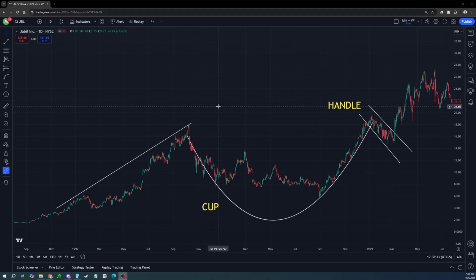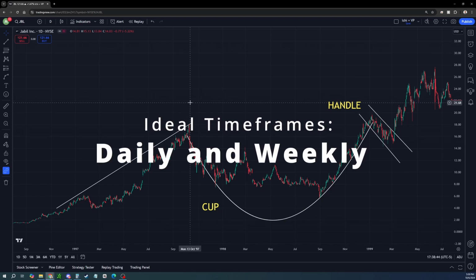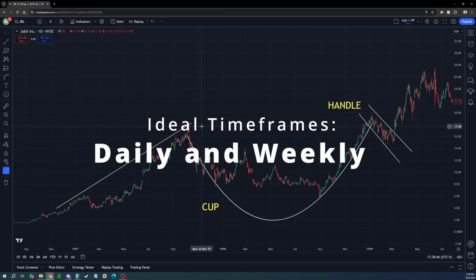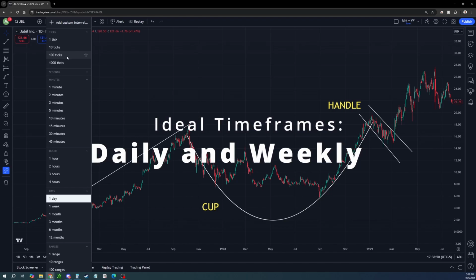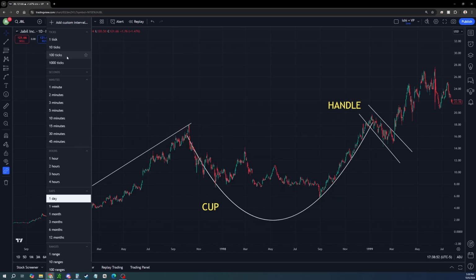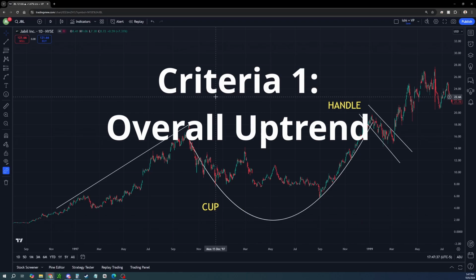So the first thing I want to cover is the ideal time frame for spotting this pattern. My favorite time frames to identify the cup and handle are the daily and the weekly charts. This is because longer time frames like the daily and the weekly have much more historical data than shorter ones like the 30-minute or the 1-hour charts, for example. However, identifying this pattern is going to be the same regardless of which time frame you're using. So with this in mind, let's learn how to identify the cup and handle on the charts.